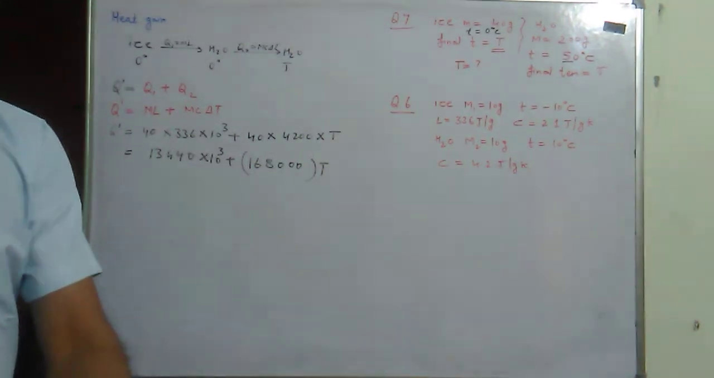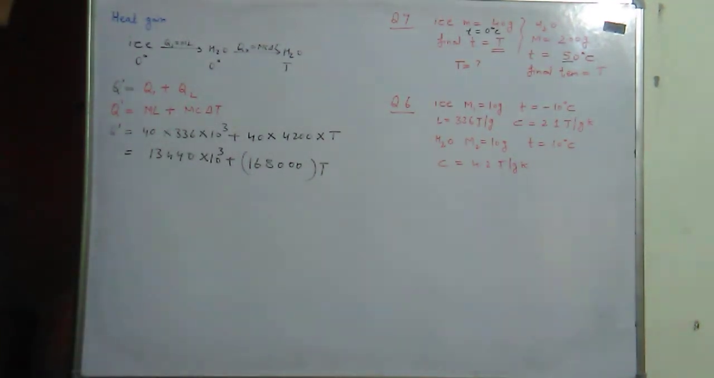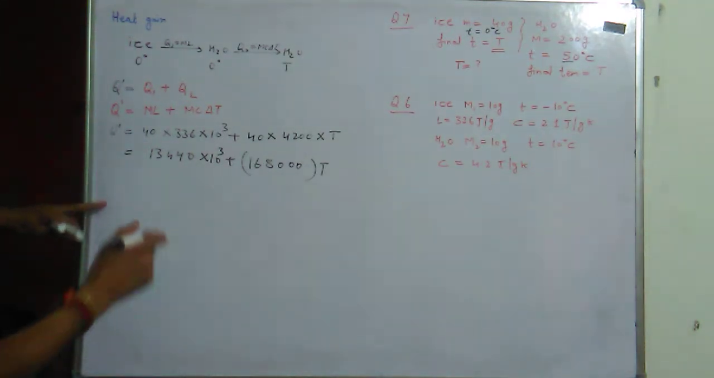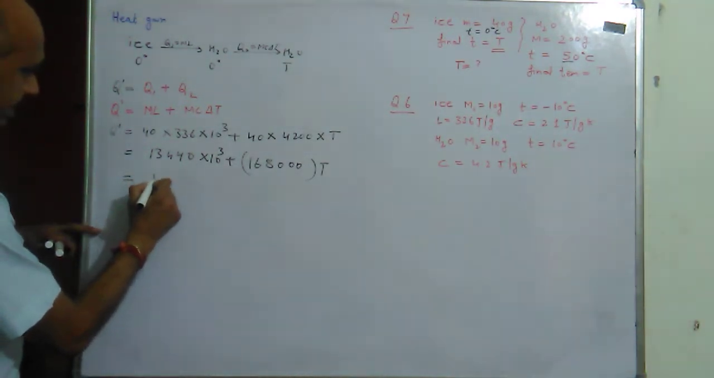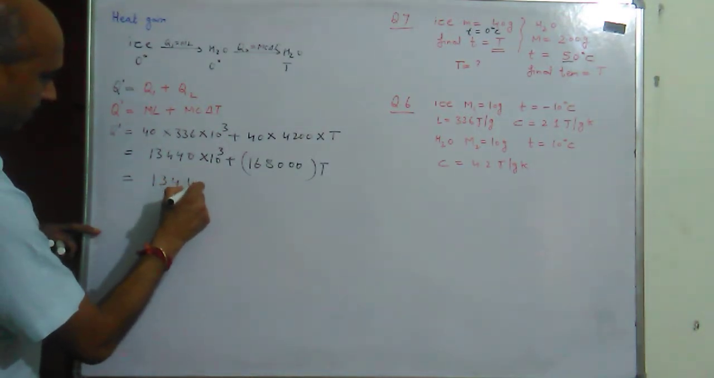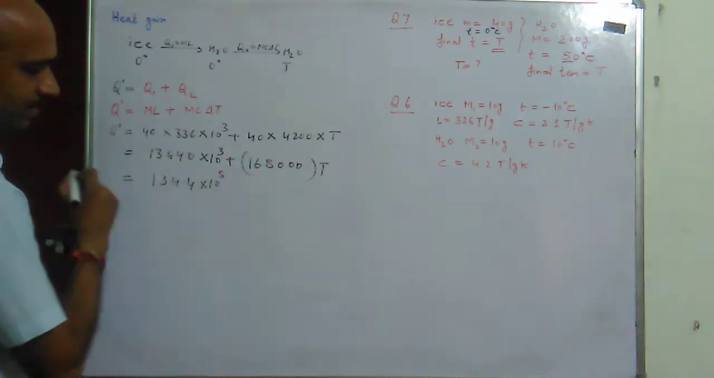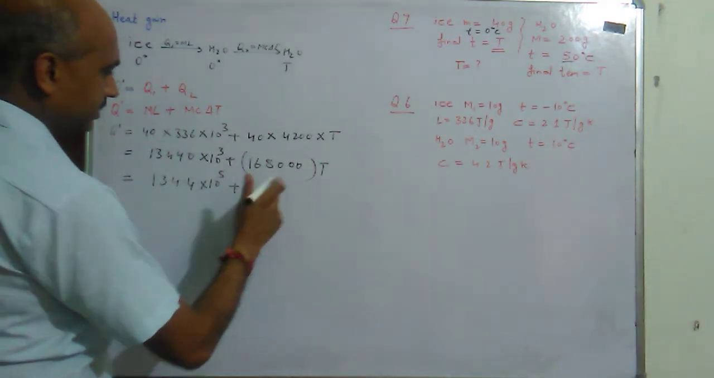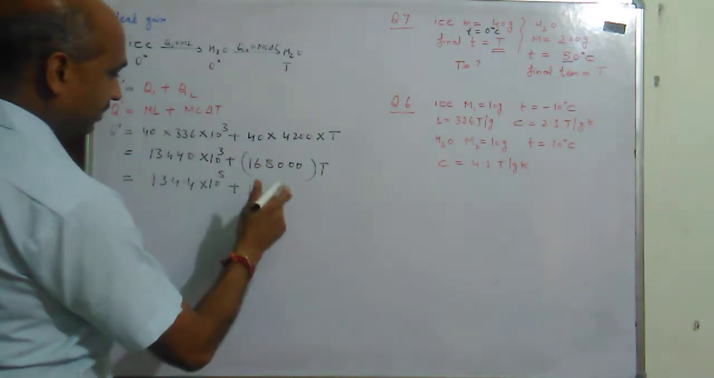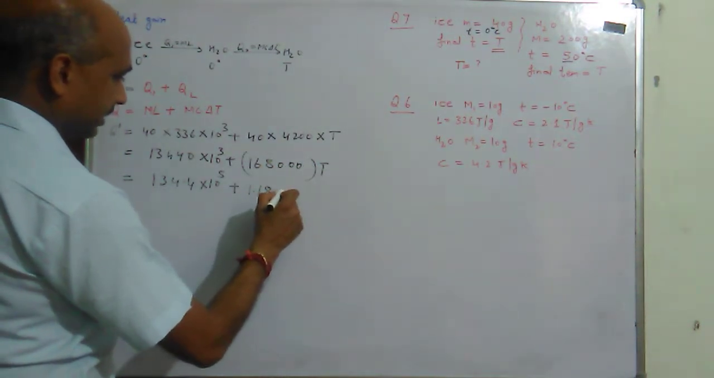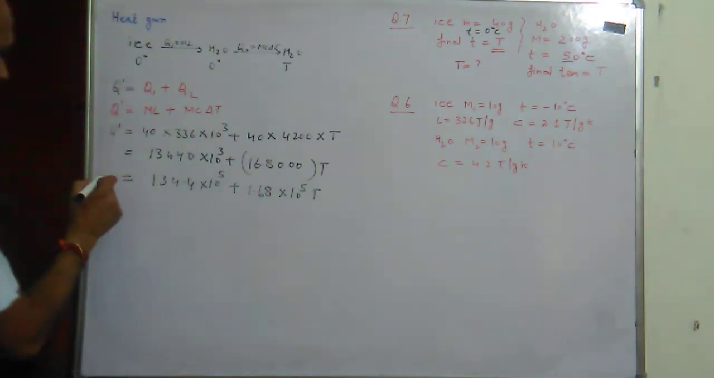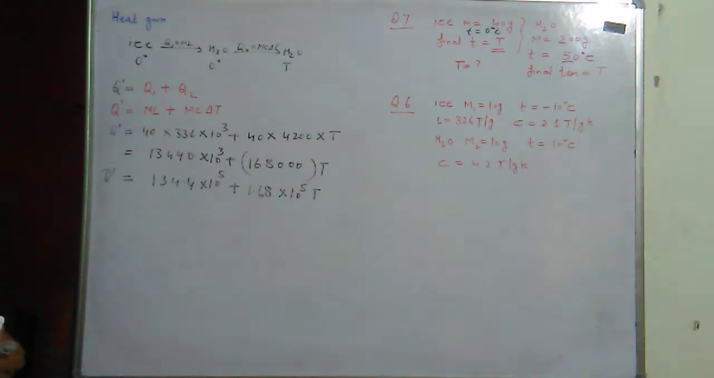So after this what we have to do? We have to solve it in a simple way. On solving this, I am writing it as 4.4 into 10 to the power 5. Similarly this one, 1.68 into 10 to the power 5. Okay, so this is the value of Q dash, or we can say this is the value of the heat gain.